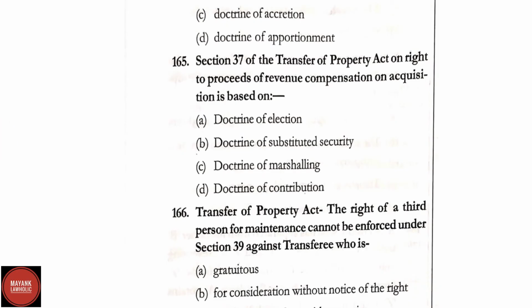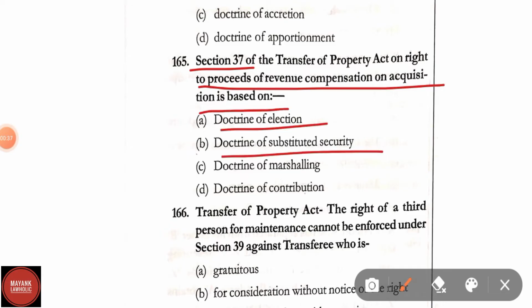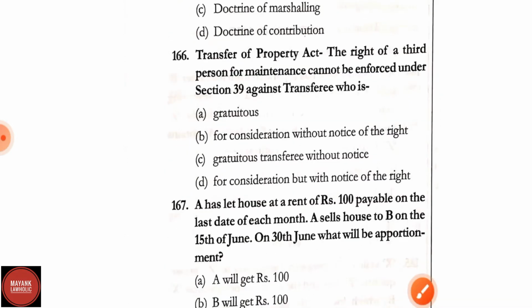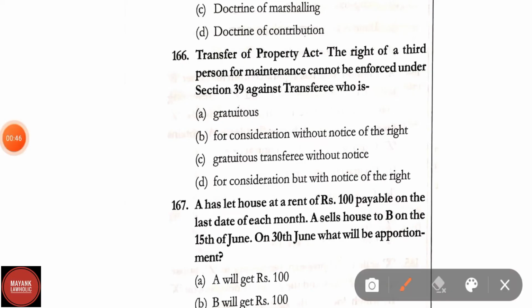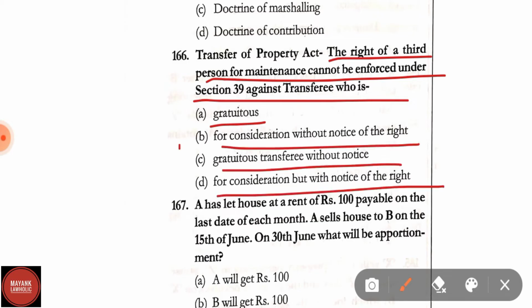Question number 165. Section 37 of the TPA on right to proceeds of revenue compensation on acquisition is based on doctrine of election, doctrine of substituted security, doctrine of marshalling, doctrine of contribution. Correct answer is option D, that is doctrine of contribution. Question number 166. Transfer of Property Act. The right of a third person for maintenance cannot be enforced under section 39 against a transferee who is gratuitous, for consideration without notice of the right, or gratuitous transferee without notice, for consideration but with the notice of the right. Correct answer is option B, for consideration without notice of right.